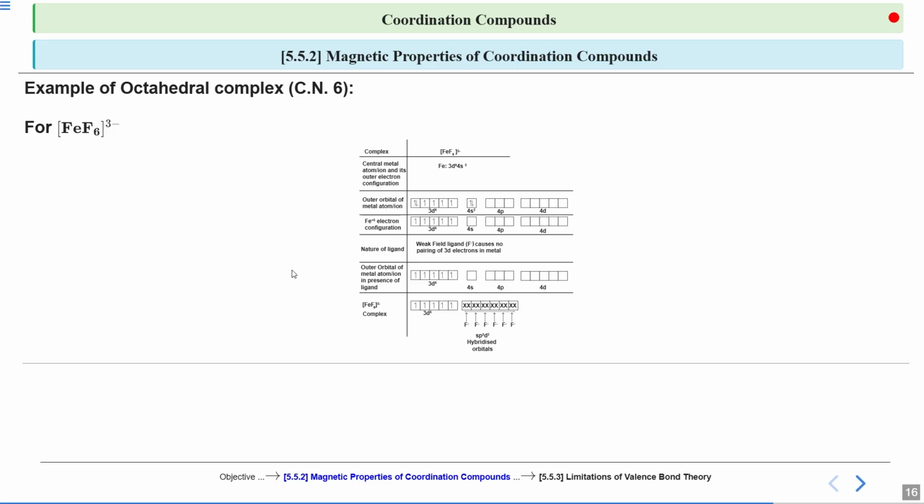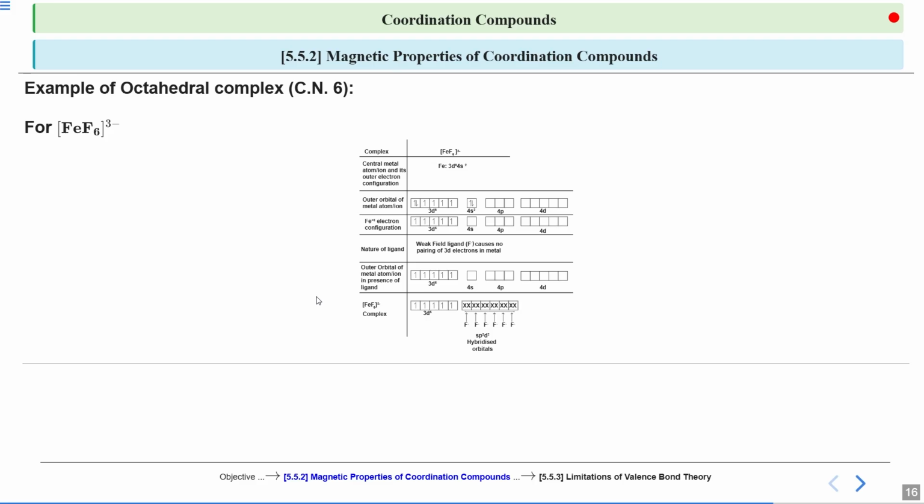Now we observe the nature of the ligand present, where we have in this complex fluorine as a ligand, which is a weak field ligand. Okay, so this is a weak field ligand. That means no pairing of electrons will happen among the unpaired electrons in the 3d of the metal. So this 3d5 remains as it is, having 5 unpaired electrons, and 4s0, 4p0, 4d0.